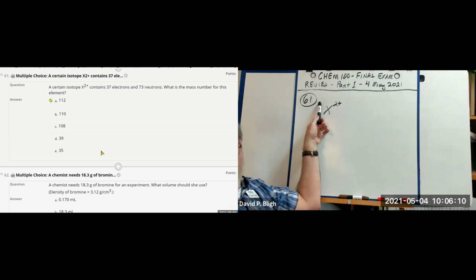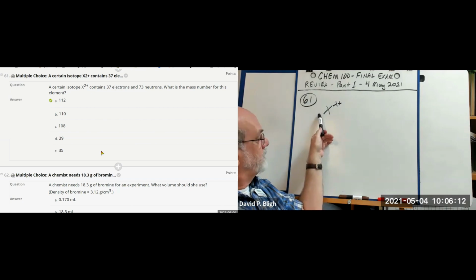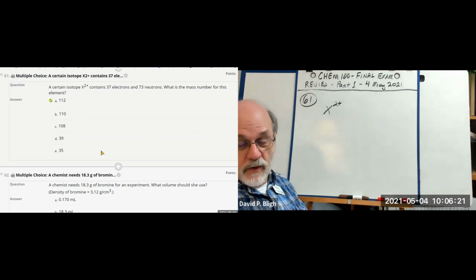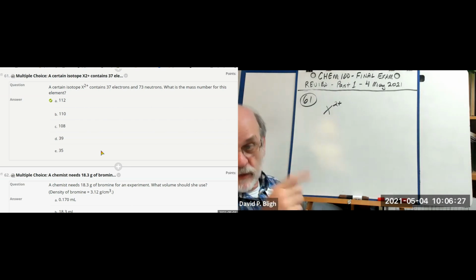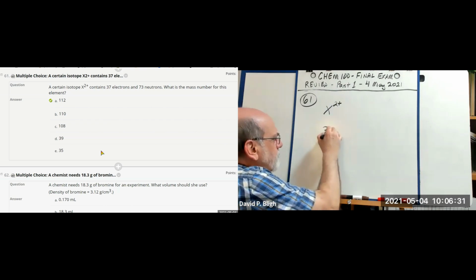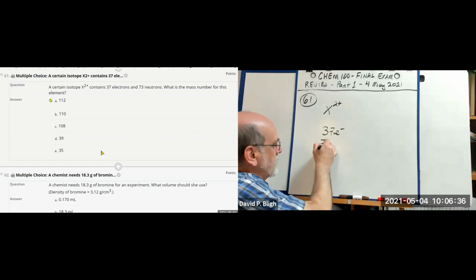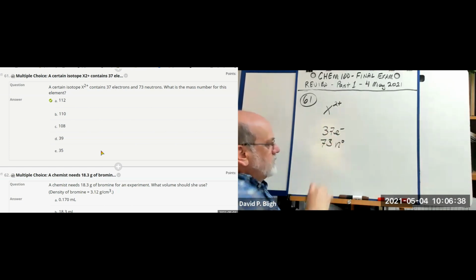This is mass number, and this would be atomic number. Okay, so this isotope, which is what? Well, when we say isotope, now we're specifying the number of neutrons. It has 37 electrons and 73 neutrons. What's the mass number?